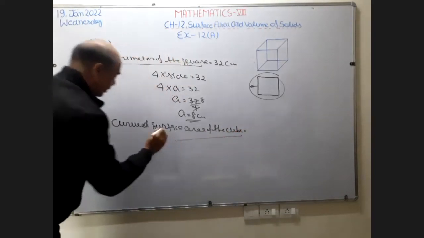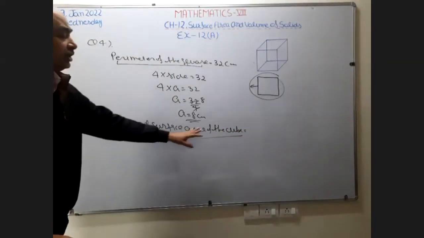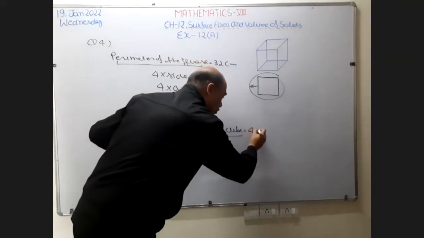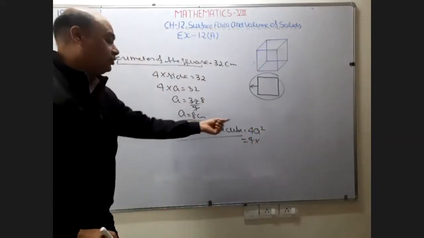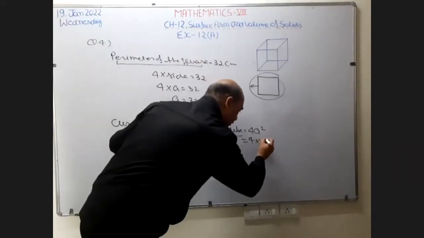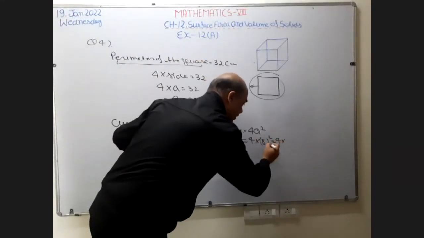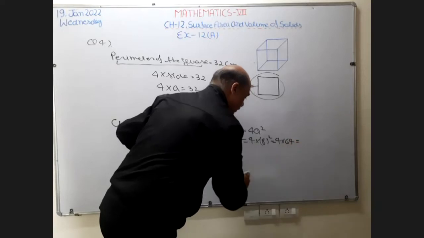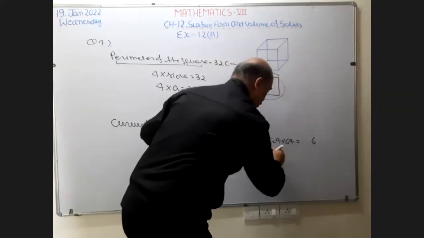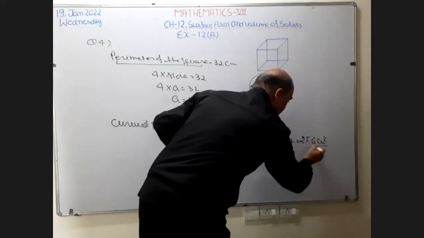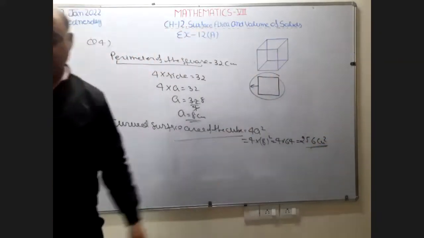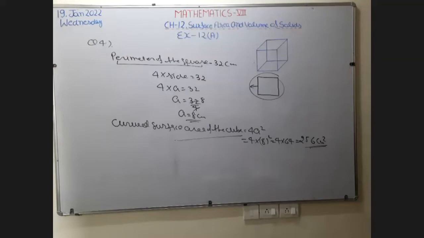Now this is the second part. Curved surface area or lateral surface area of the cube. The formula is 4a square. So 4 going to remain same. Now side become 8 centimeter. Instead of a, you can write 8. So this is going to be 4 times 8 square, which is 64. Now 4 times 64 is 256 centimeters square. So this is the answer of this question. I hope it is also clear to everyone.